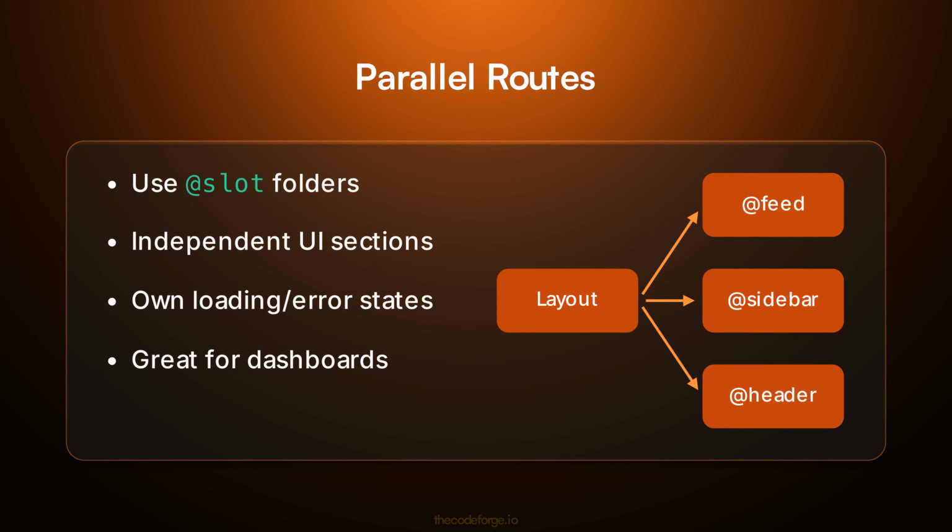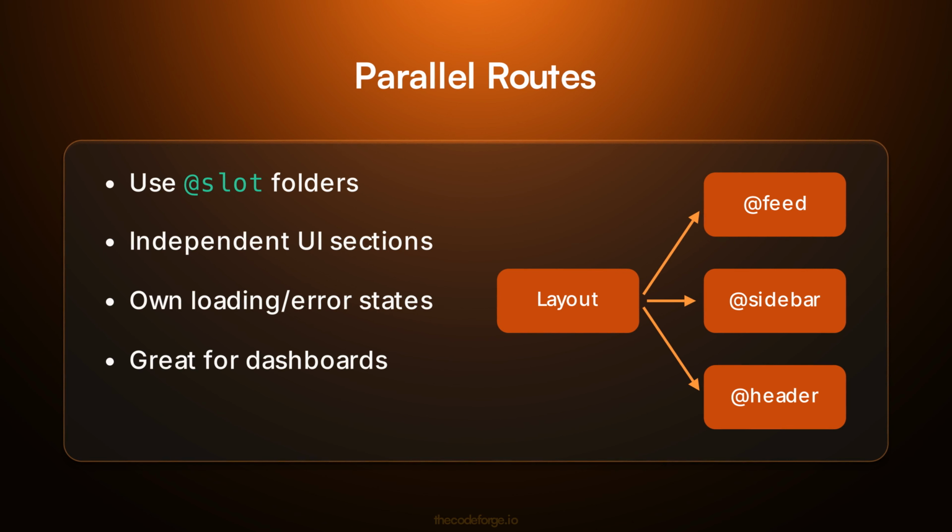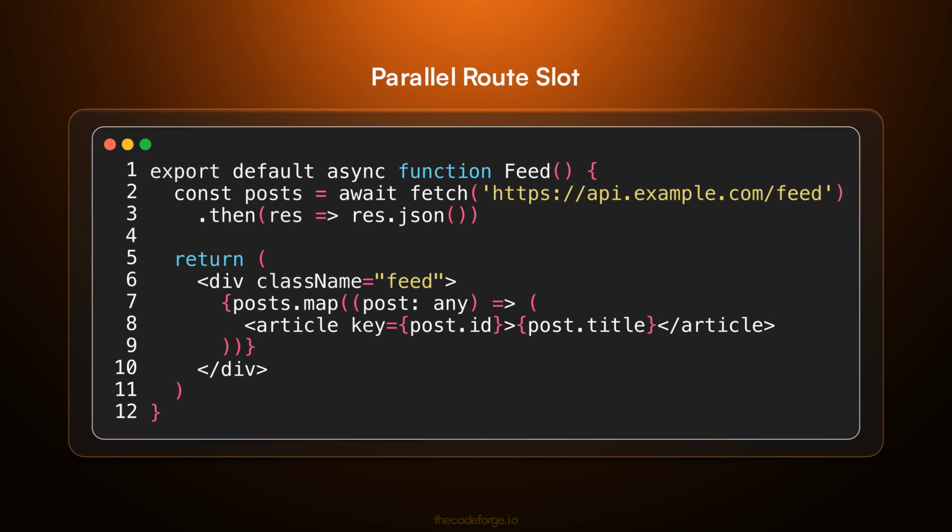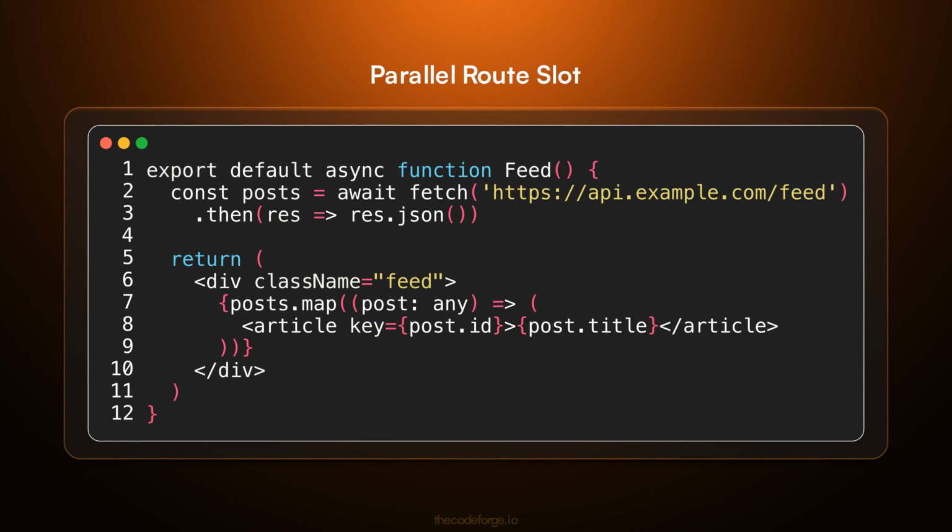Parallel routes let you render multiple pages in the same layout. Each slot has its own loading and error boundaries. This feed slot renders independently from the sidebar. If the feed API is slow, the sidebar still shows instantly.